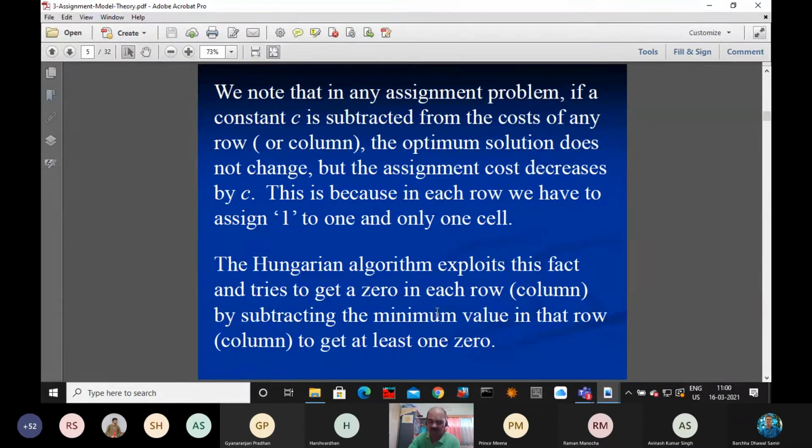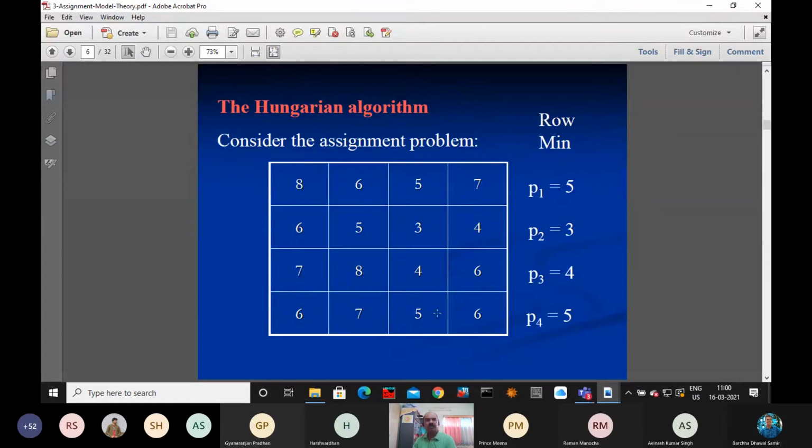Okay, so I'm coming to a new problem. So this is another problem. So we are applying the Hungarian algorithm. Before applying the Hungarian algorithm, we have to do some preliminary arrangement. We'll subtract some constant from each row and each column, and we'll see that every row and every column has at least one zero. Okay. So this is the second problem.